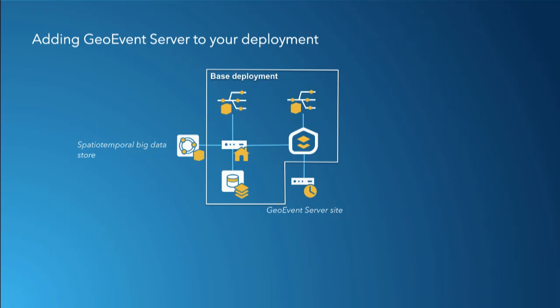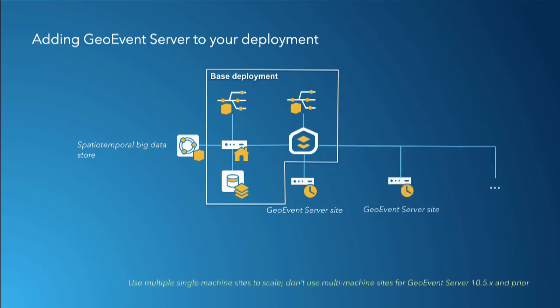To scale out pre-10.6, this is what it would look like. You would add additional single machine sites. But beginning at 10.6, and you can go to some of the GeoEvent sessions to get much more detail, we do have an architecture that allows you to scale within a site by adding more machines, so you could scale out horizontally within a single site.